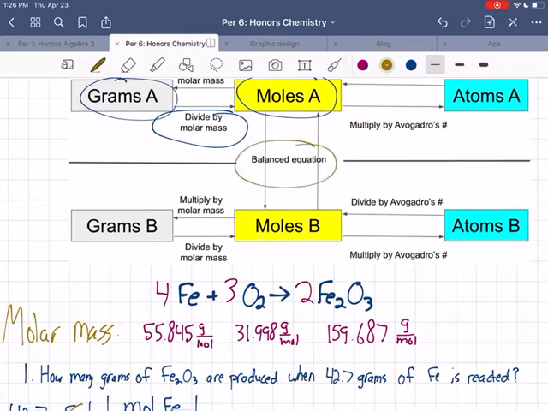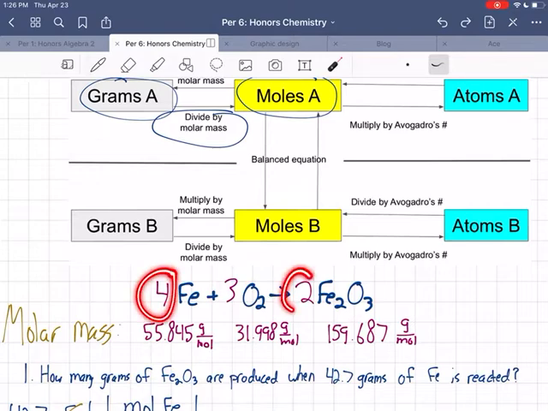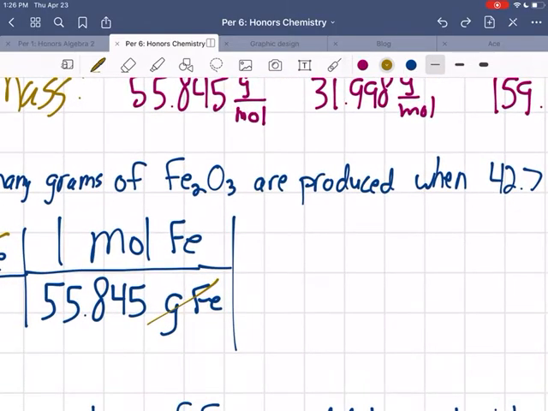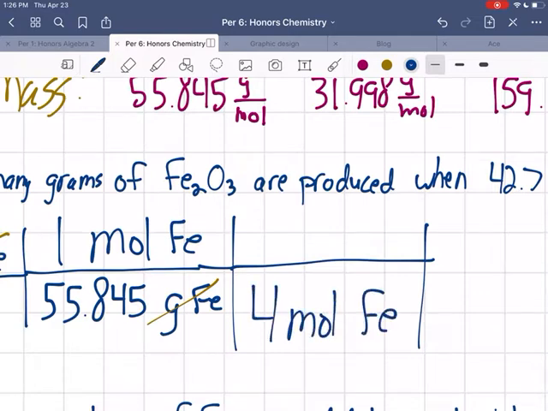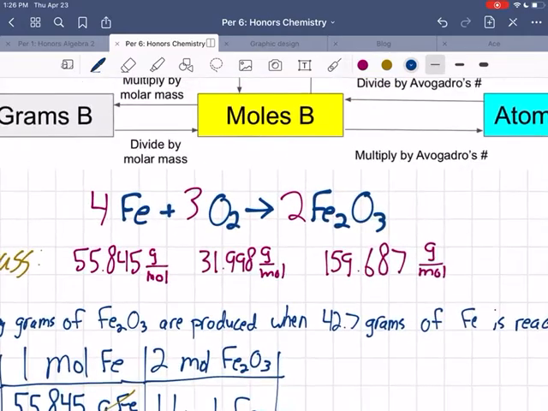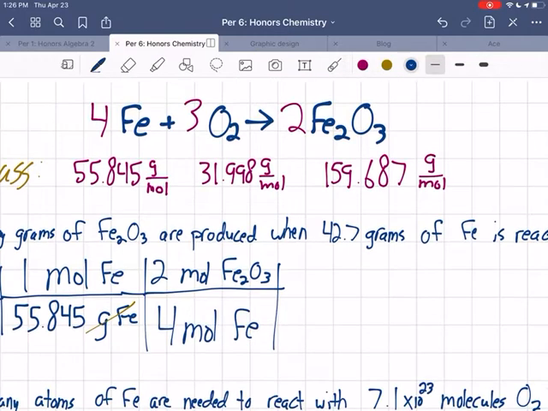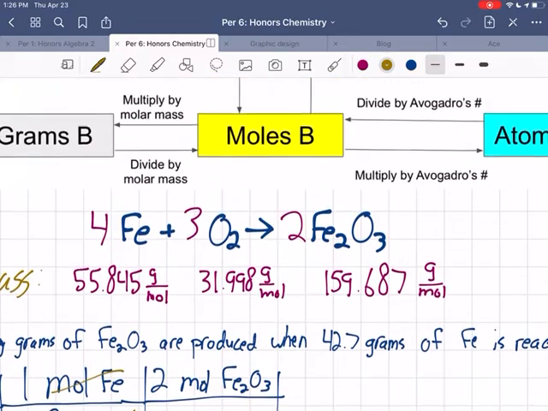All right, at this point, we now have moles of iron. Now we can use our balanced equation, which is right here, to go from number of moles of iron to number of moles of iron oxide. So let's use those coefficients. We know that there are 4 moles of iron for every 2 moles of iron oxide. How do I know that? Because there's a 4 in front of my iron and a 2 in front of my iron oxide. Those coefficients go down there.